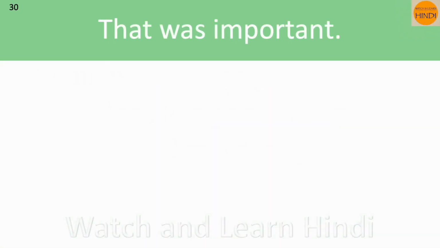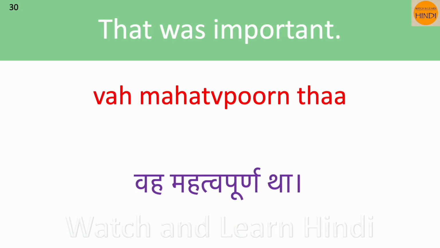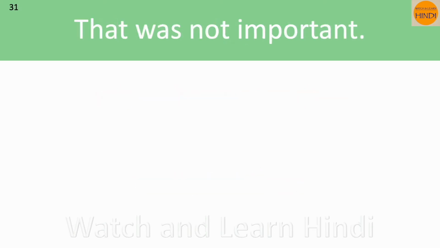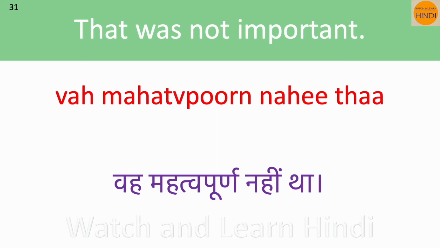That was important. वह महत्वपूर्ण था. वह is that. महत्वपूर्ण is important. वह महत्वपूर्ण था. That was important. That was not important. वह महत्वपूर्ण नहीं था. महत्वपूर्ण is important. नहीं is not. वह महत्वपूर्ण नहीं था. That was not important.